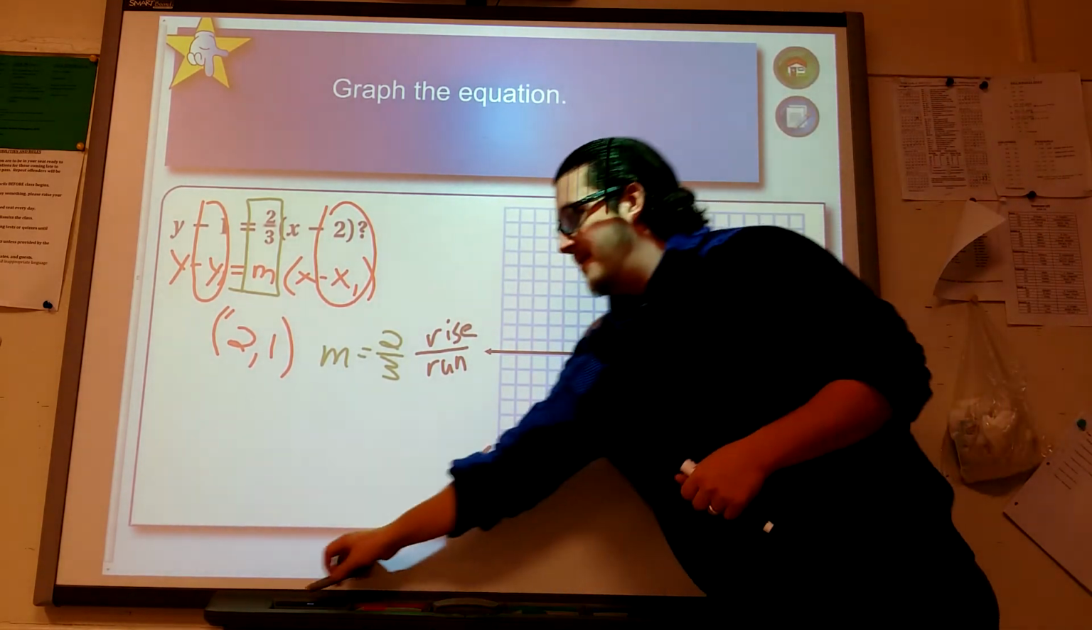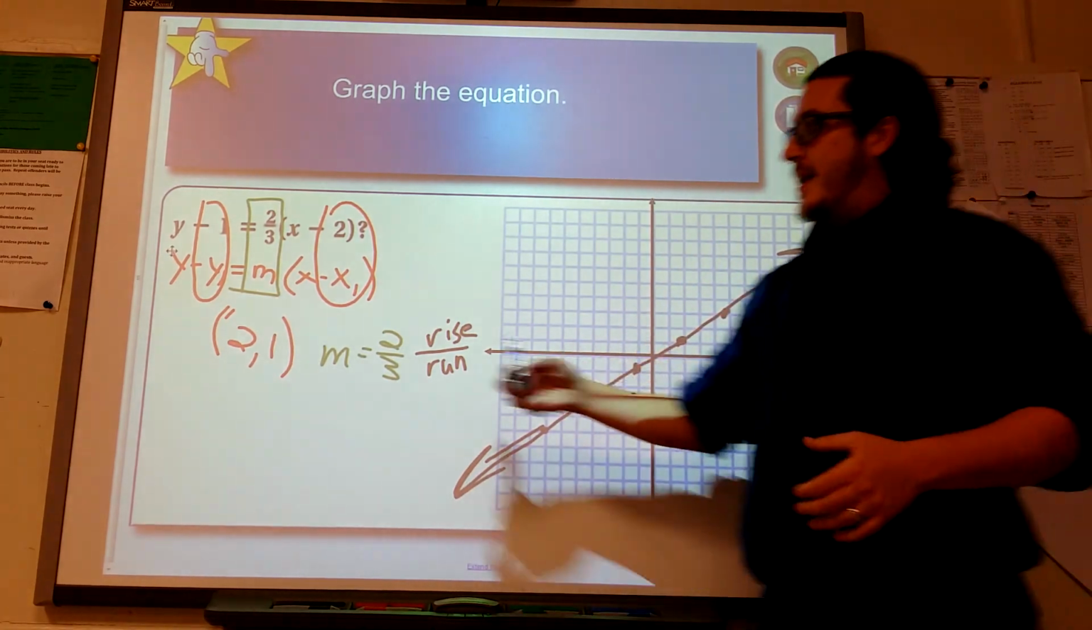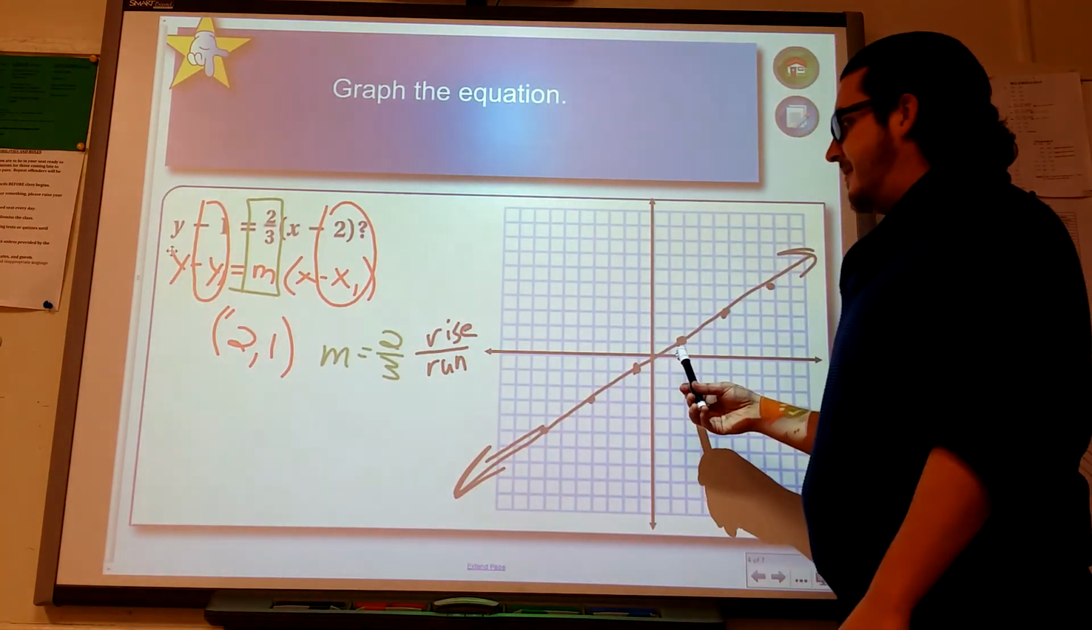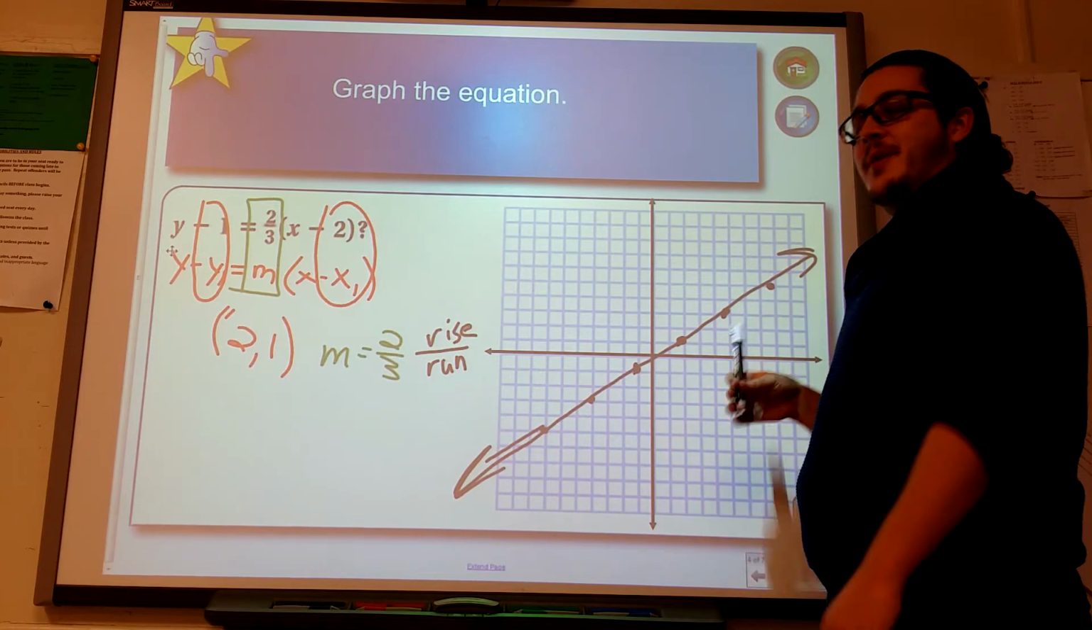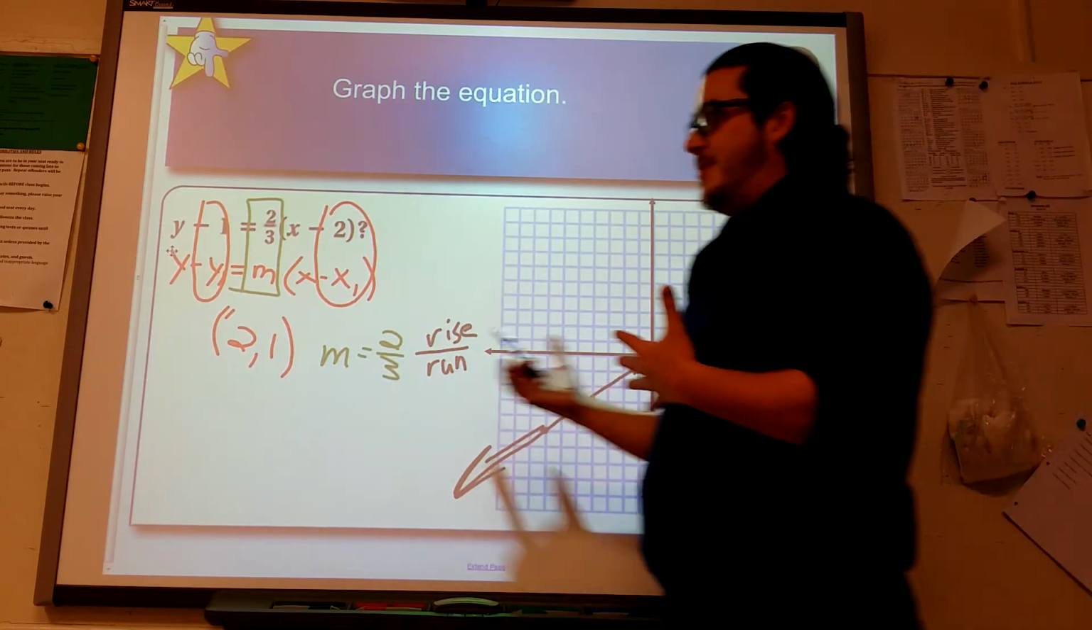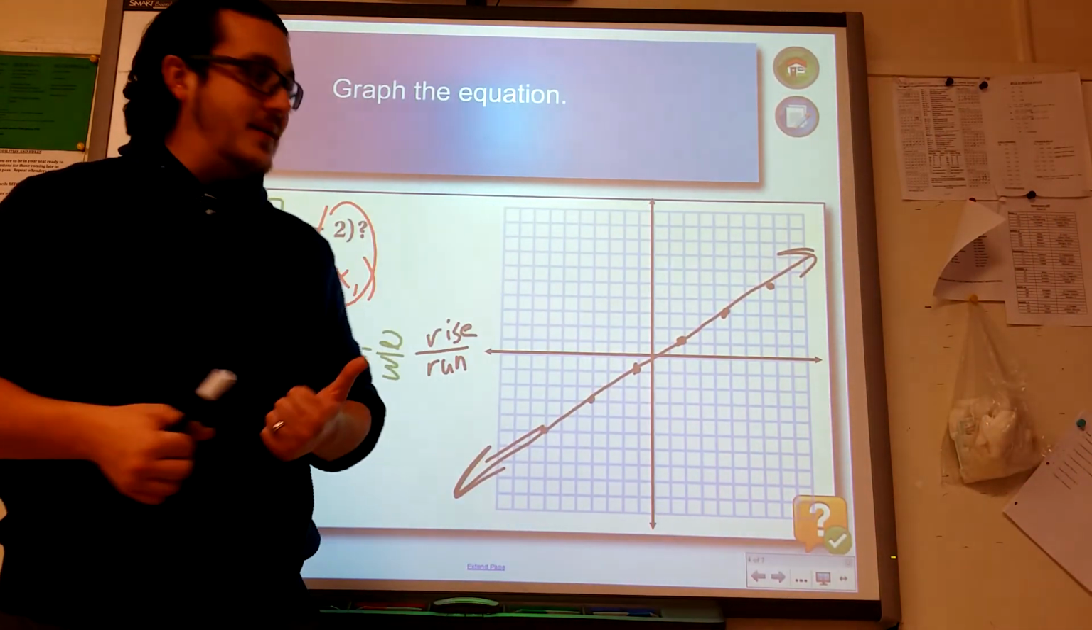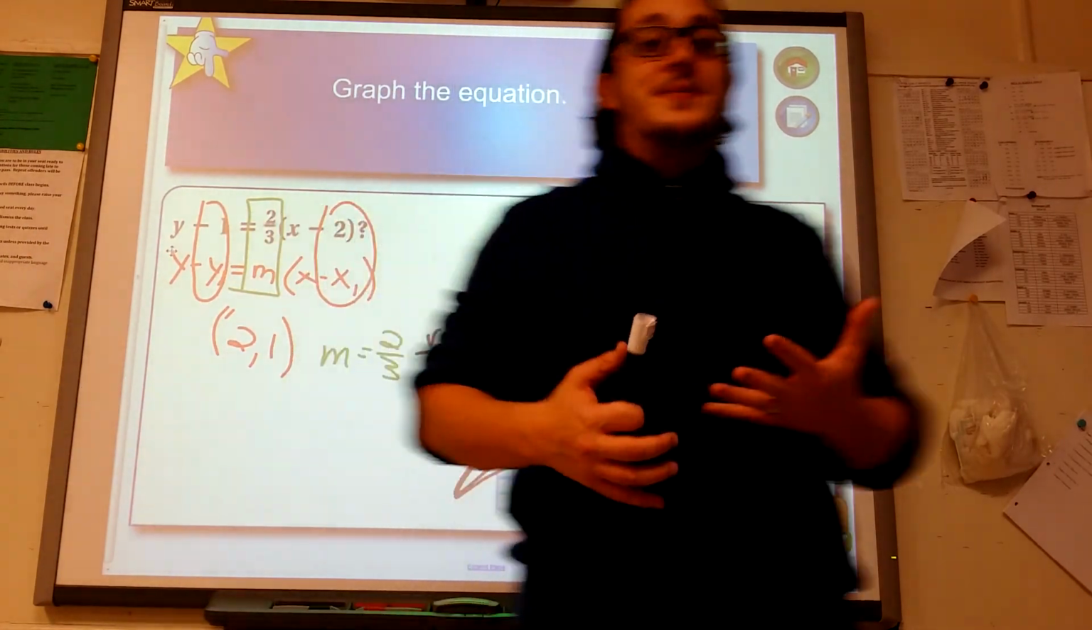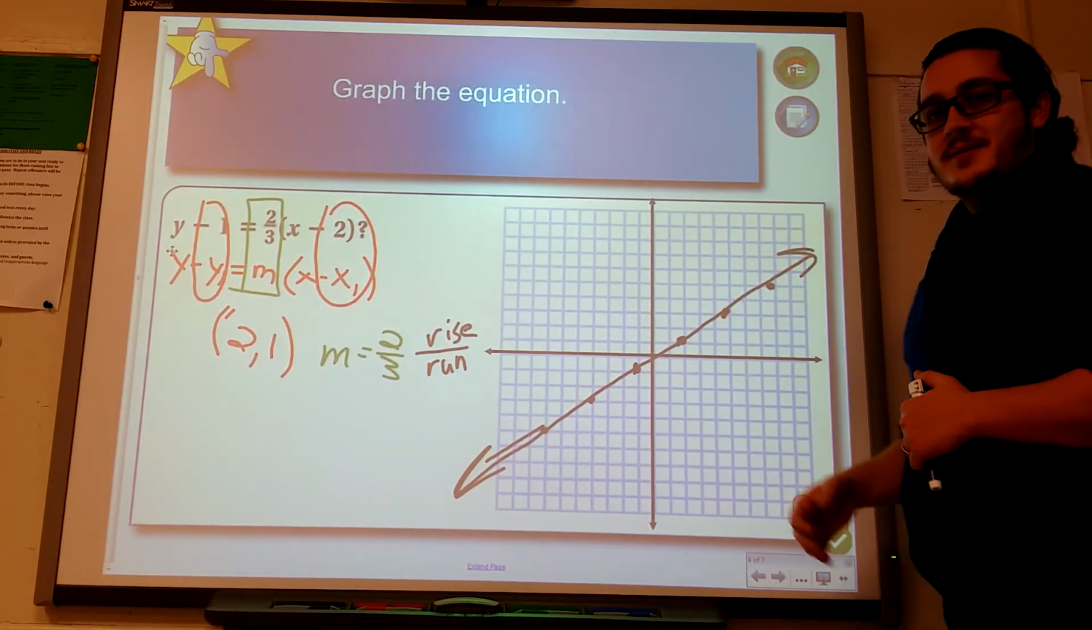Nice little rough sketch of the line. So, we plotted our point first. We plotted (2, 1), and then we rose up 2 and went over across 3. We did our rise over run. We used our slope. We only need to plot one point. It's one of our ways of graphing a line. We've gone over it multiple times. Beautiful. Let's move on to the next one.